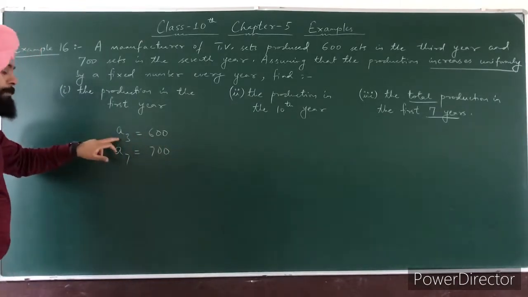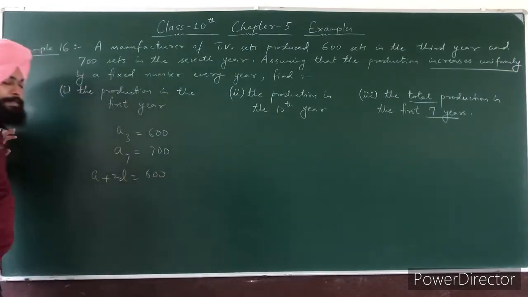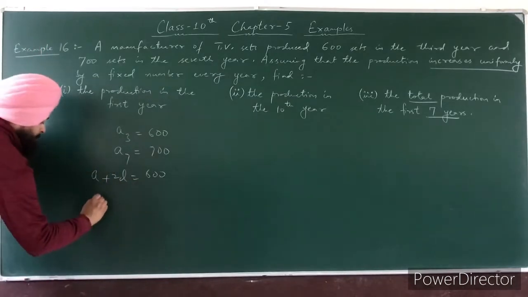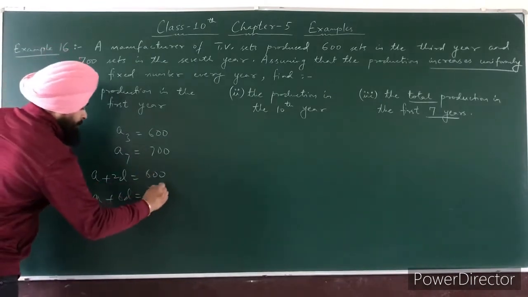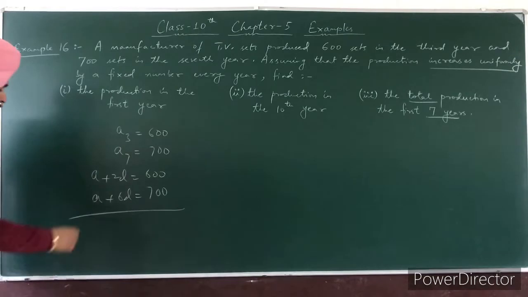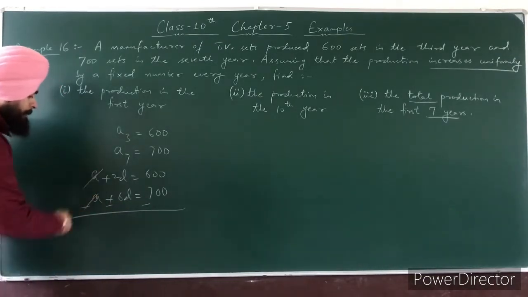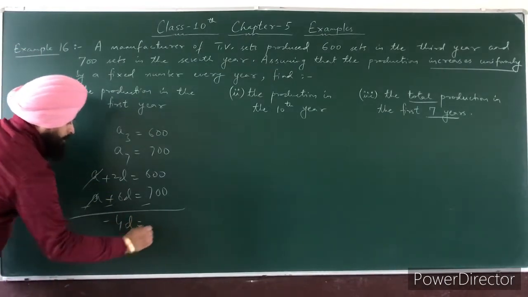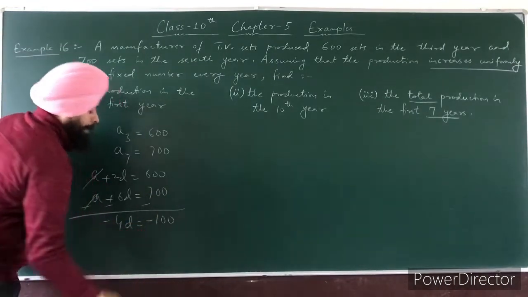So what is the formula of A3? It is A plus 2D. And the seventh term is equal to 700, so its formula is A plus 6D. It's equal to 700. So now to solve this equation by which method? Elimination method. So first change the sign. So A minus A, it is cancelled. Plus 2D minus 6D, it is equal to minus 2D. Plus 600 minus 700, it is equal to minus 100.